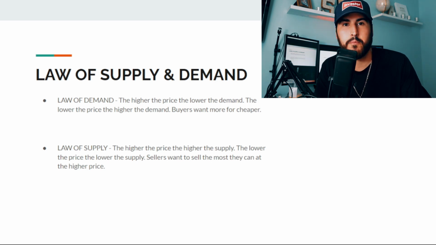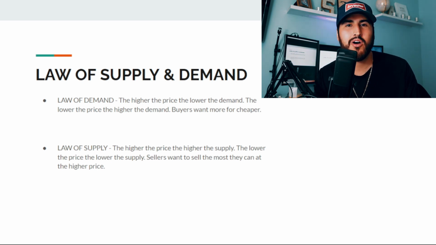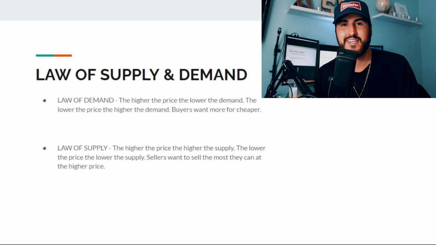Also, the higher the price is of something, let's talk about stocks for a second. The higher the price of a stock is, the more people are going to be selling that stock and locking in gains, and that's going to increase your overall supply of the amount of stocks that are available to trade. The law of supply, in a nutshell, says that sellers are going to want to sell the most of what they can at the highest prices possible.